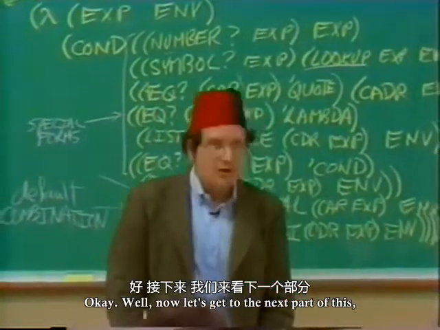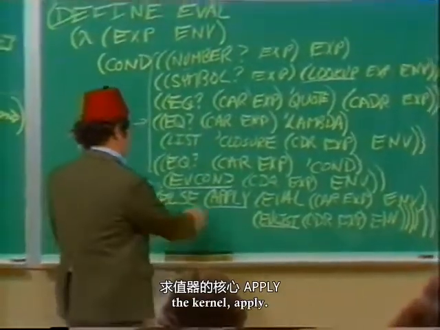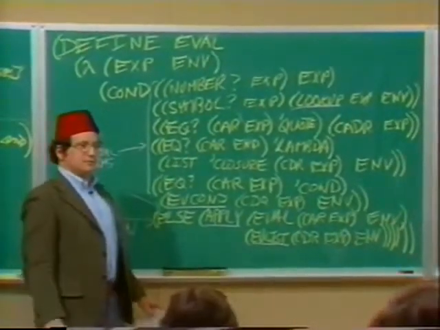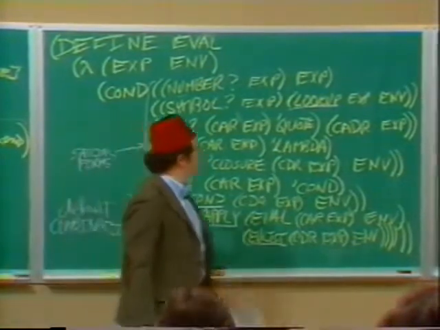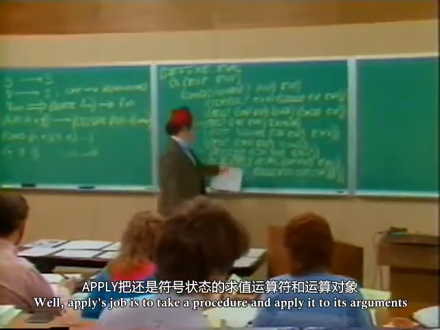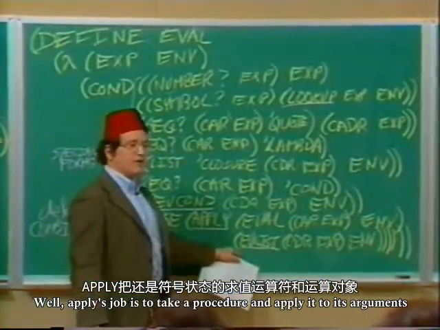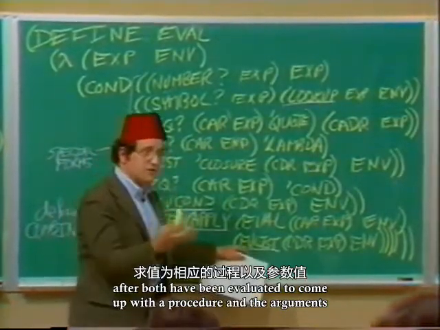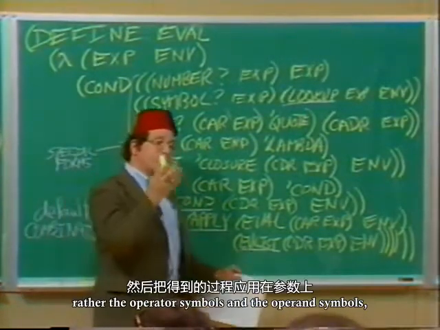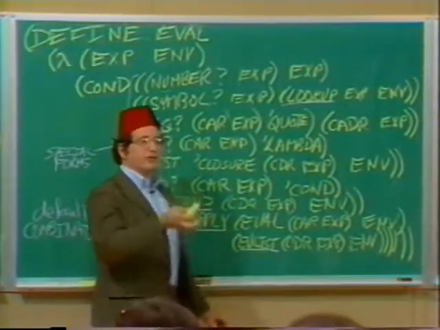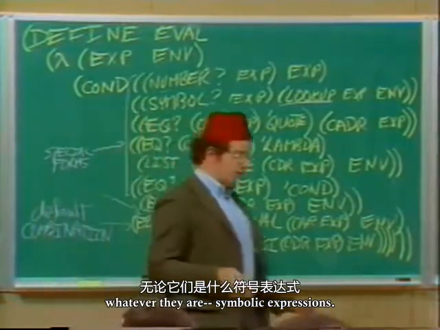Okay. Well, now let's get to the next part of this, the kernel, apply. Okay. What else is this doing? Well, apply's job is to take a procedure and apply it to its arguments after both have been evaluated to come up with the procedure and the arguments rather than the operator symbols and the operand symbols, whatever they are, symbolic expressions.